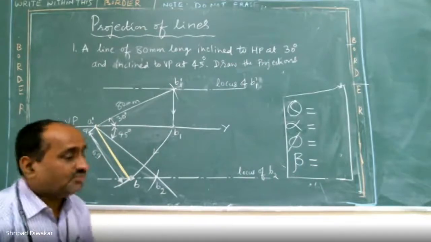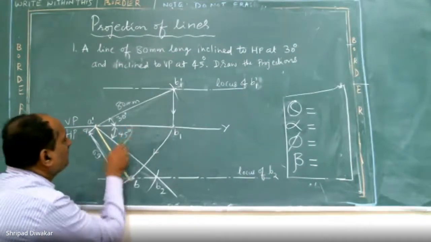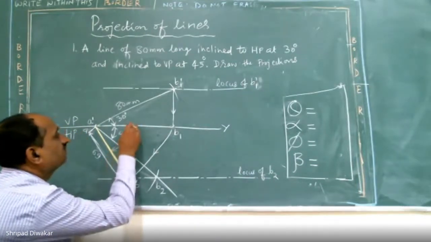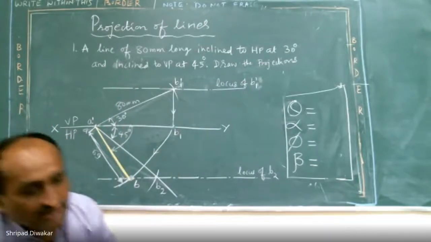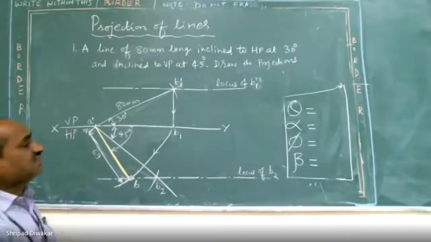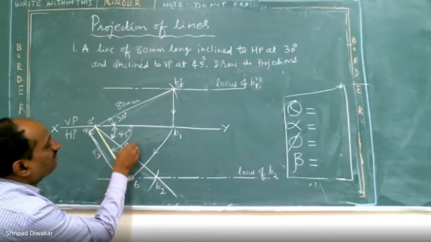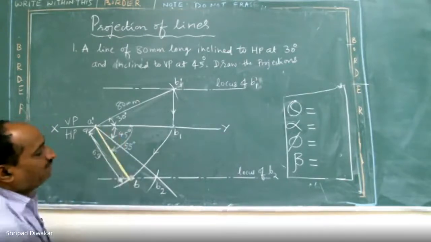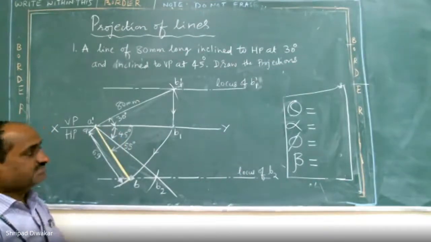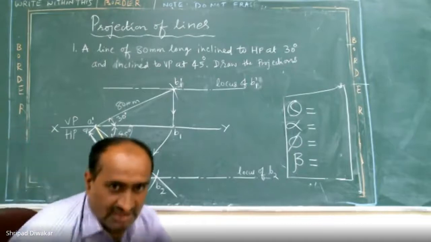And what about the inclination? Can anybody tell me the inclination? How much are you getting? 55 degrees, sir. Good, 55 is the right answer. 55 degrees is your beta, that is the apparent inclination with respect to VP.